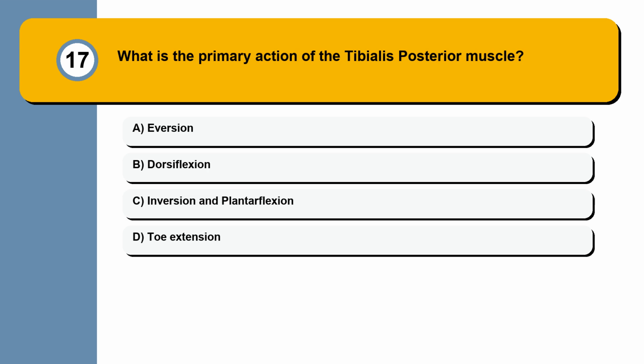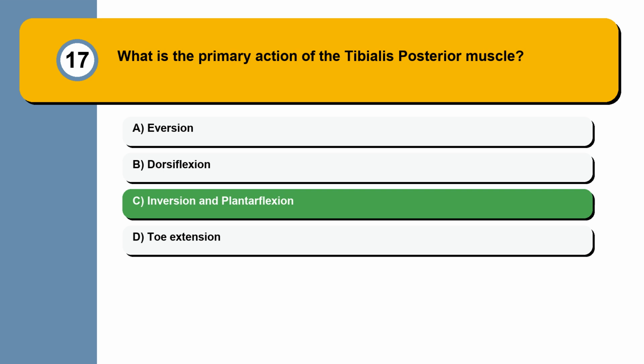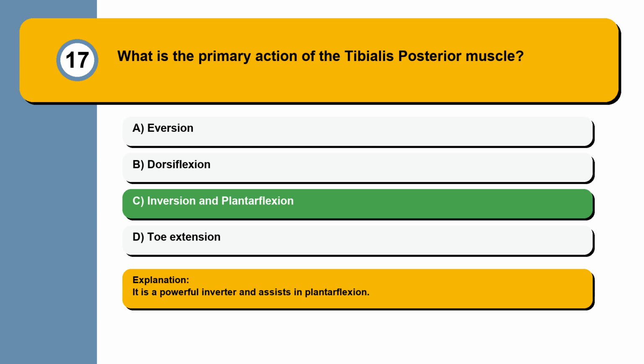Question 17. What is the primary action of the tibialis posterior muscle? Eversion, dorsiflexion, inversion and plantar flexion, toe extension. It is a powerful inverter and assists in plantar flexion.